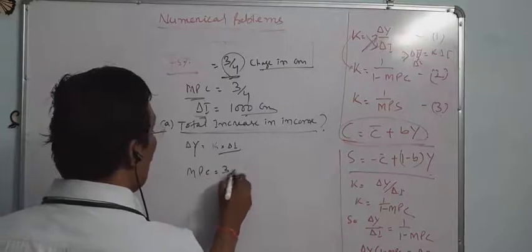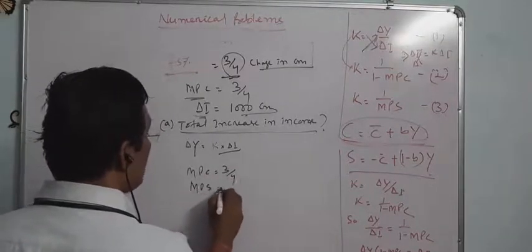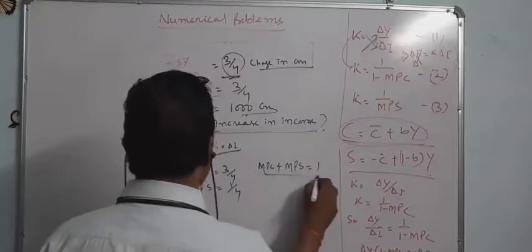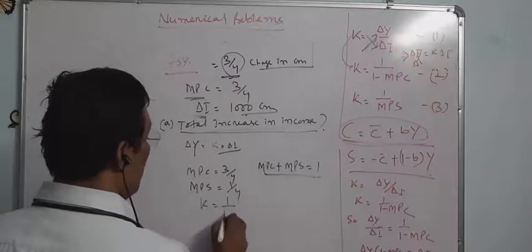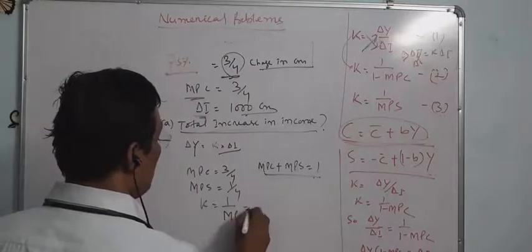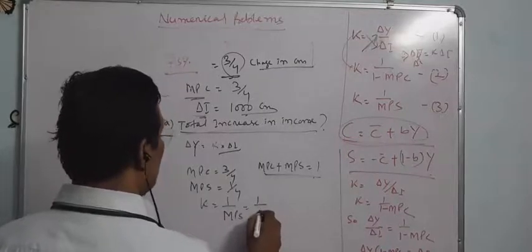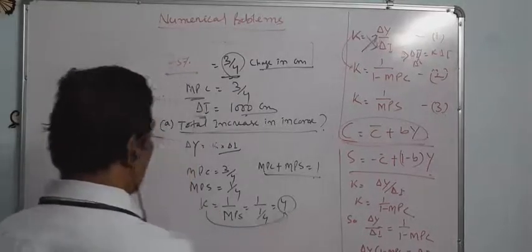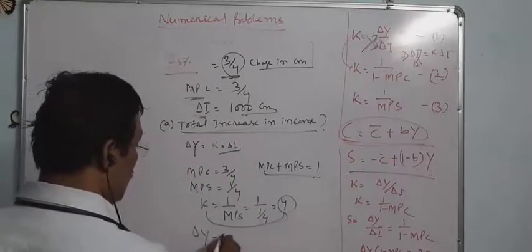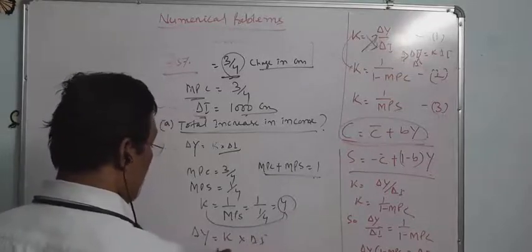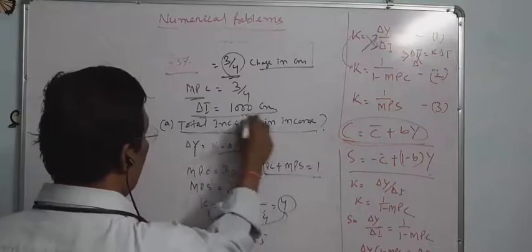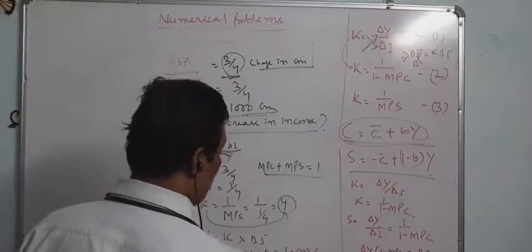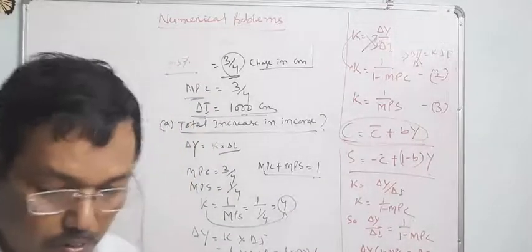So we have to find out K. If MPC is 3 by 4, what will be MPS? MPS is equal to 1 by 4, because MPC plus MPS equal to 1. K equal to 1 by MPS, it means 1 by 1 by 4 equal to 4. So we get K is 4. So delta Y equal to K into delta I. K is 4 and delta I is given 1000 crores of rupees. So it will be 4 into 1000 equal to 4000 crores of rupees.